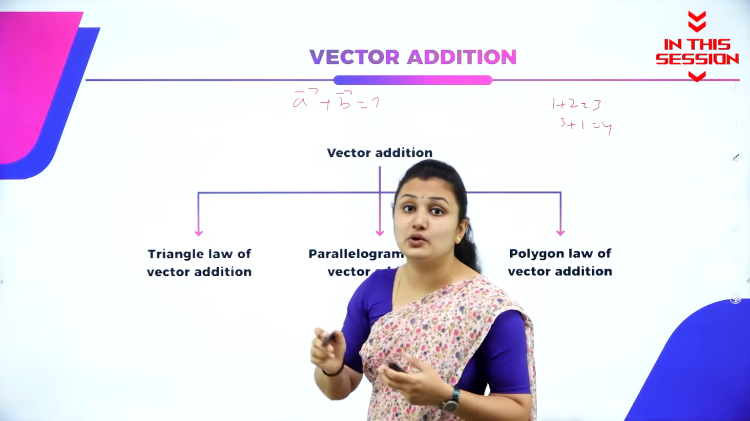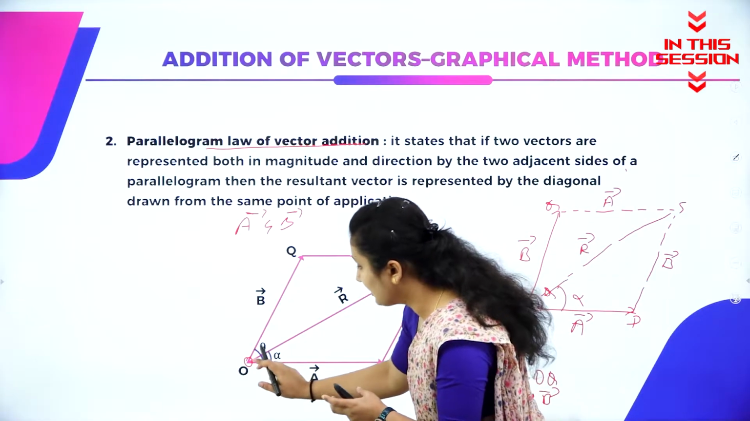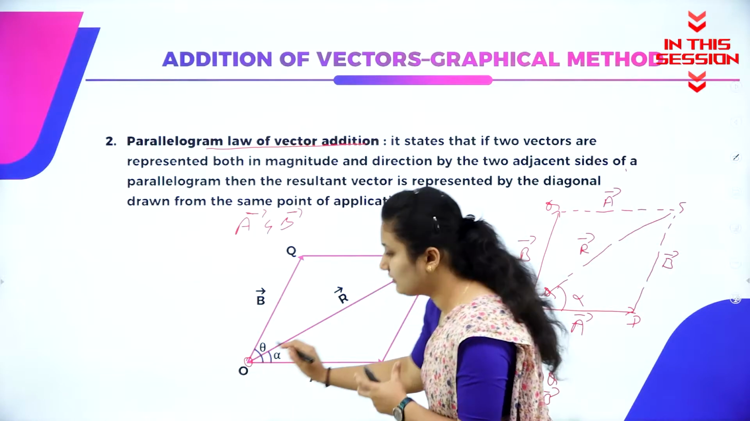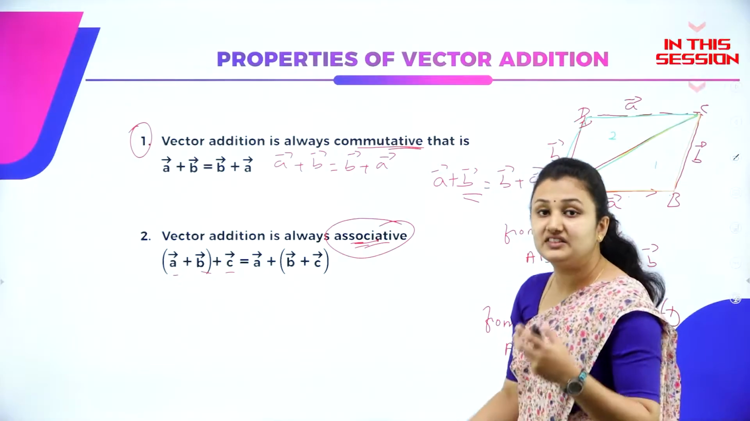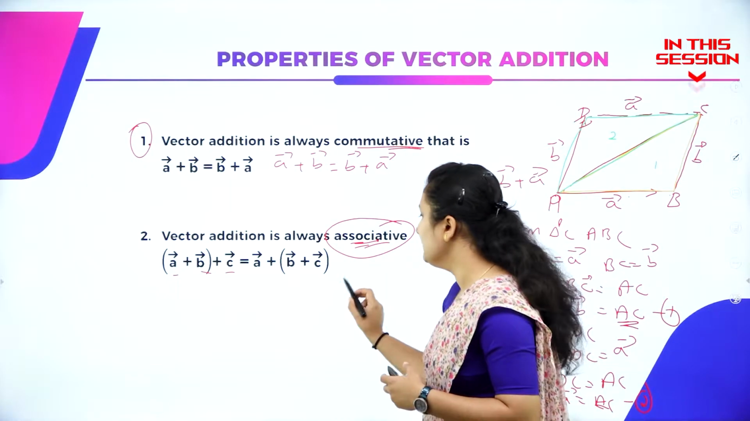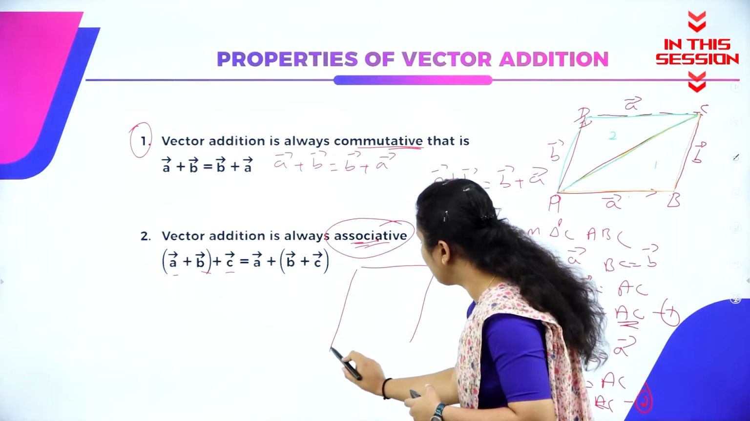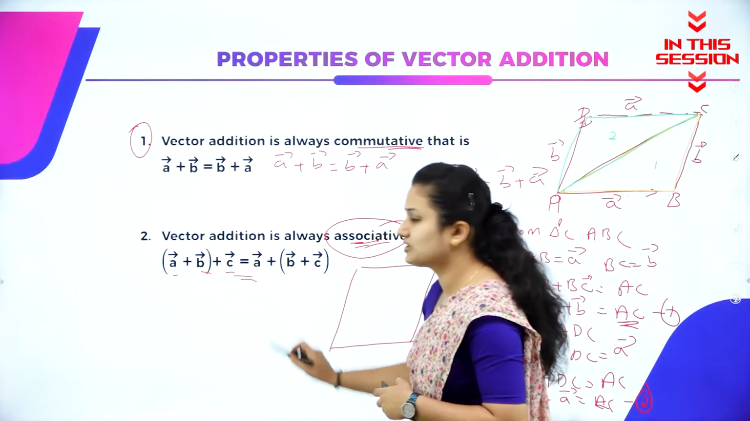But how will you add vectors? Two adjacent sides are connecting where? At point O. From here we'll draw the diagonal. So this is a resultant vector. When we have three vectors A, B and C, taking a parallelogram, again we can obtain an associative law.